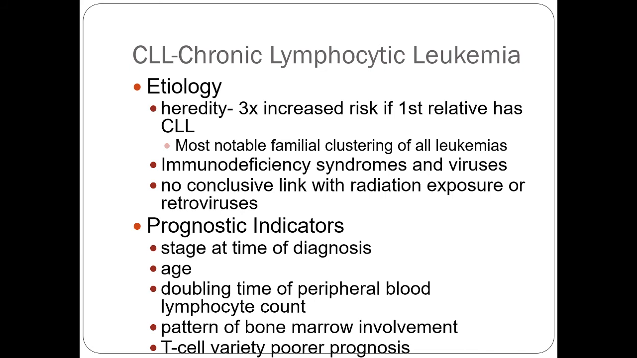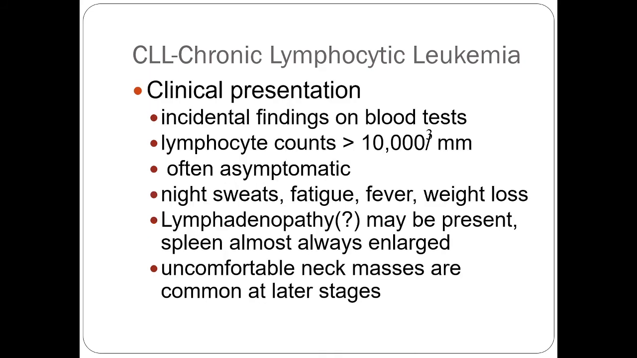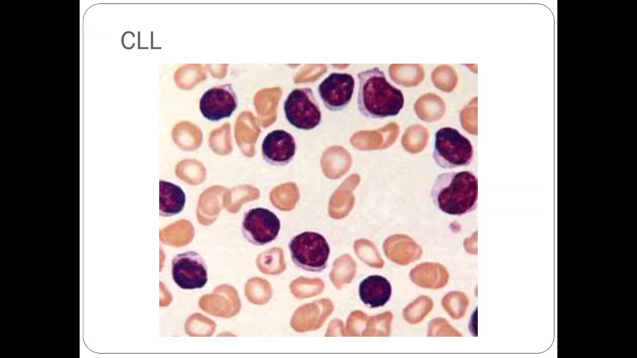Prognostic indicator, stage at a time of a diagnosis, age, doubling time of the peripheral blood lymphocyte, pattern of the bone marrow involvement and T cell variety having a poor prognosis. Clinical presentation, incidental finding on a blood test, lymphocyte count more than 10,000, often asymptomatic, night sweats, fatigue, fever, weight loss, lymphadenopathy may be present, spleen almost always enlarged, uncomfortable neck masses are common at a later stage.